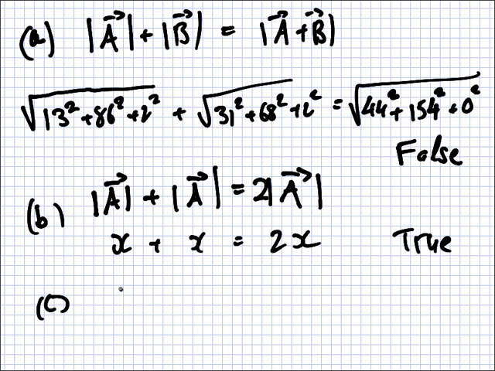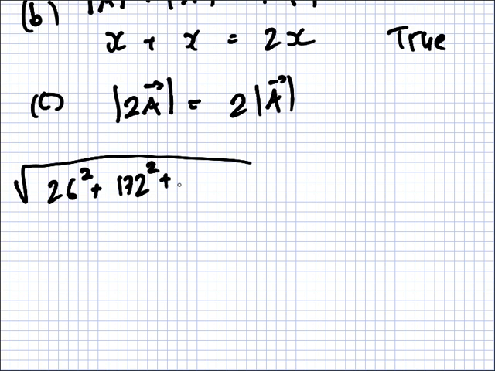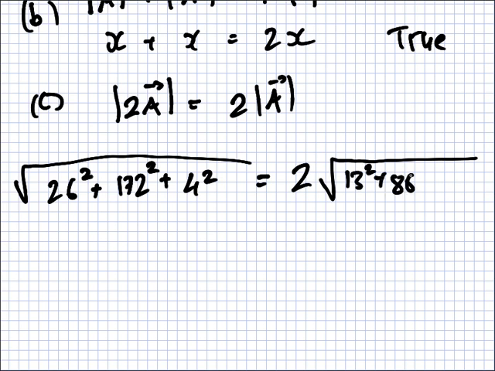Now, next one though, if you multiply by 2 and get the magnitude, is that the same as getting the magnitude and then multiplying by 2? No. Well, let's see. Let's check. So this is square root 2A. So that's 26 squared plus 172 squared plus 4 squared. Does that equal 2 times root of 13 squared plus 86 squared plus 2 squared? What do we think? I think is that false?